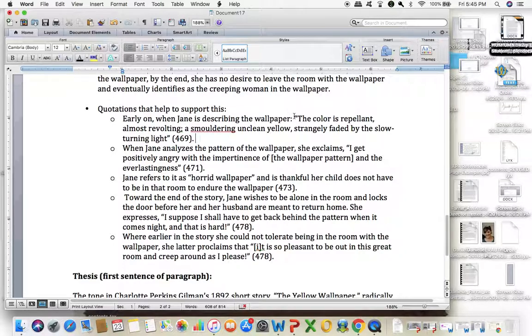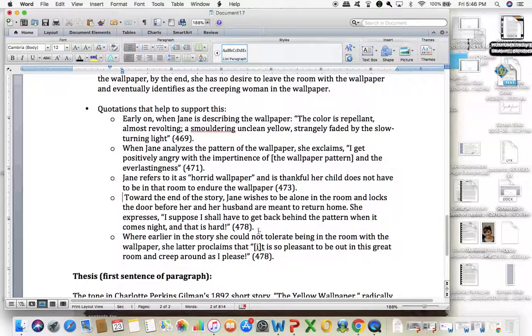So I have a quotation about how she describes the wallpaper when she first kind of sees it, right? There's a specific tone about it. There's this kind of exasperation she expresses about the wallpaper, and how she gets angry at it, that she personifies the wallpaper. It's impertinent, and it has this kind of everlastingness to it. She refers to it as horrid wallpaper, and she's thankful her child does not have to be in the room.